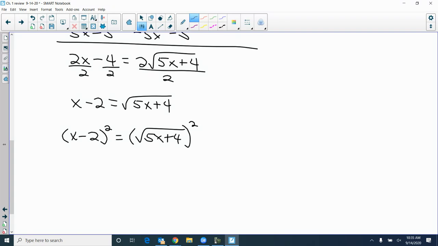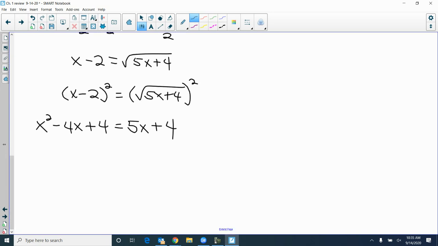This is a FOIL problem. I'm just going to FOIL in my head. Get x squared minus 4x plus 4. And then that is 5x plus 4. You got a quadratic. I subtract 5x. I subtract 4. And I get x squared minus 9x. But the plus 4 minus 4 add up to 0. Okay. So it equals 0.